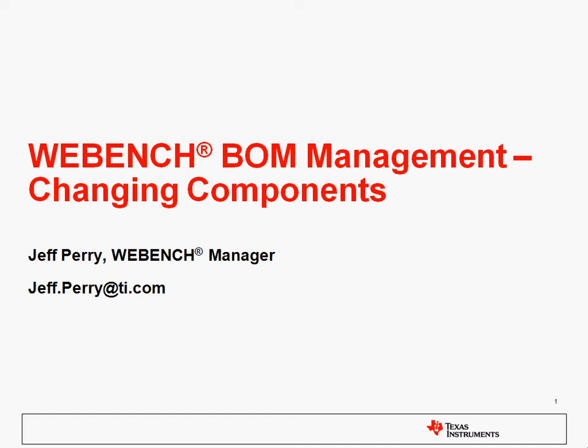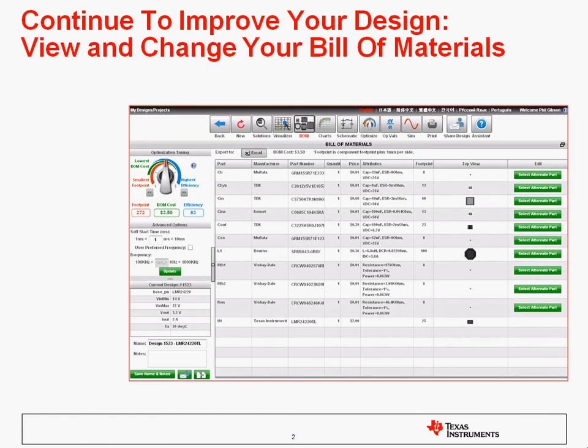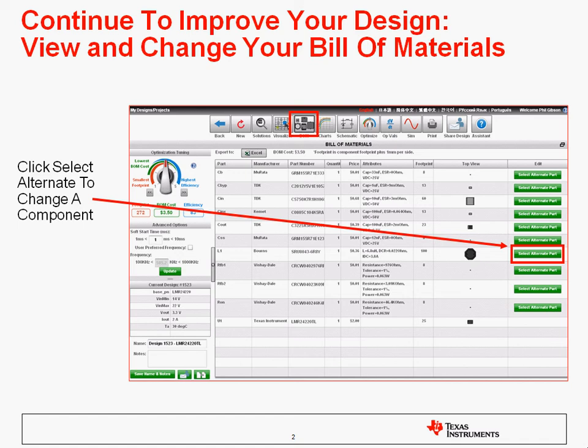Today I'm going to talk to you about Webbench BOM management and how you can change components in your Webbench design. Once you've created your Webbench design, you can go to the summary page here and click on the Bill of Materials icon at the top. You'll see a listing of all the components in your power supply design. If you'd like to examine a particular component in more detail and look at alternate selections, just click on the Select Alternate Part button over on the right side of the screen.